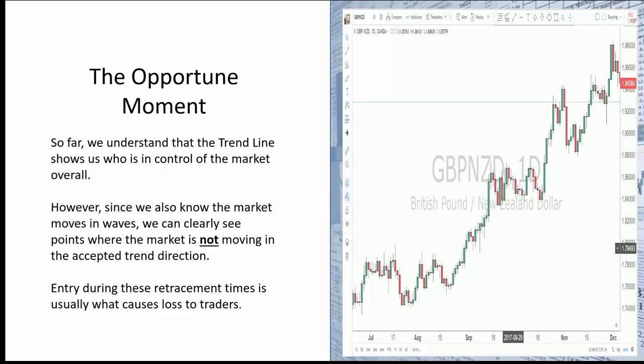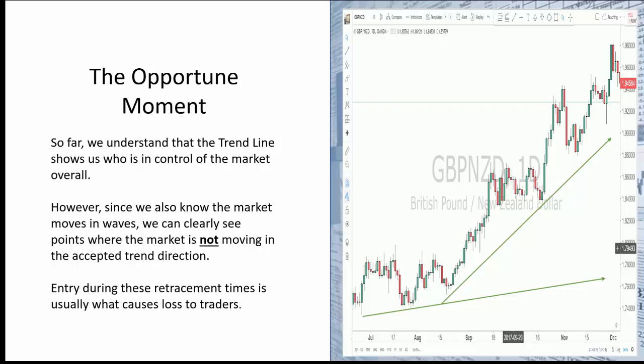Well, let's review what we already know. We know that a trend line shows us the overall trend direction of the market, who's in control overall. So if the market is making higher highs and higher lows, we know that overall the bulls are in control. We know that if the market is making lower lows and lower highs, then the bears are in control overall.